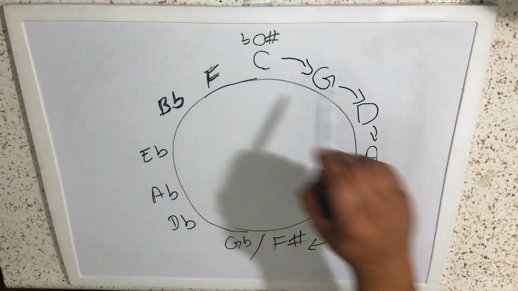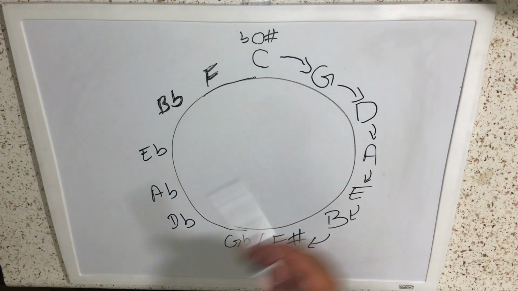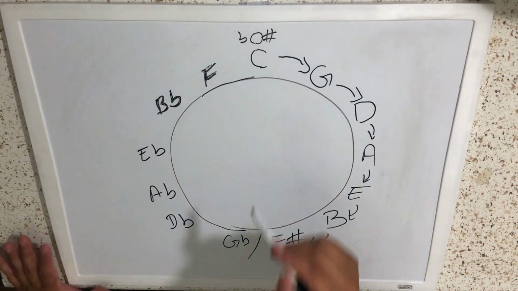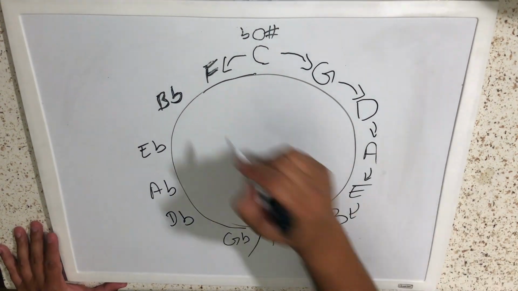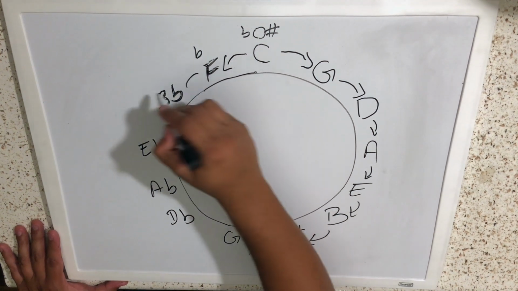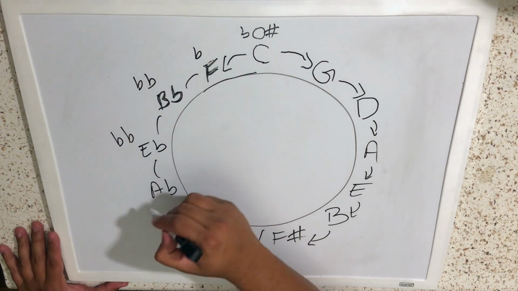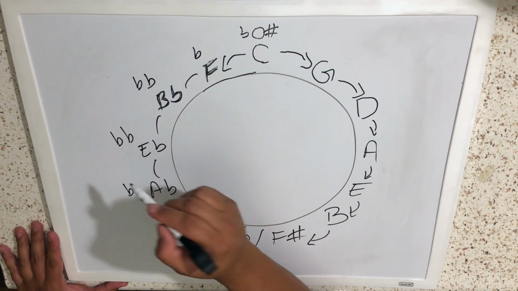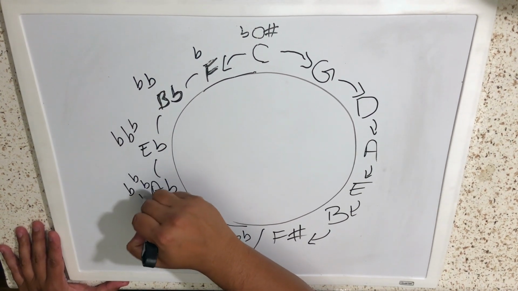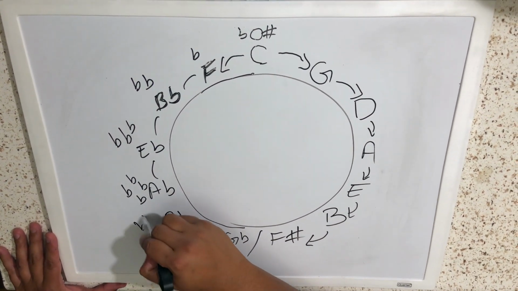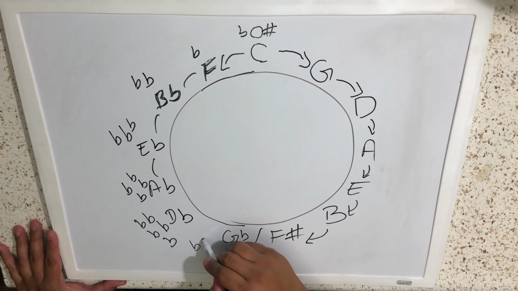So now that we understand how the circle of fifths works, we have to understand how the circle of fourths works. It's basically the exact same thing. So C has no flats, F has 1 flat, B flat has 2 flats, E flat has 3 flats, A flat has, sorry, I forgot a B, 4 flats, D flat has 5, and G flat has 6.